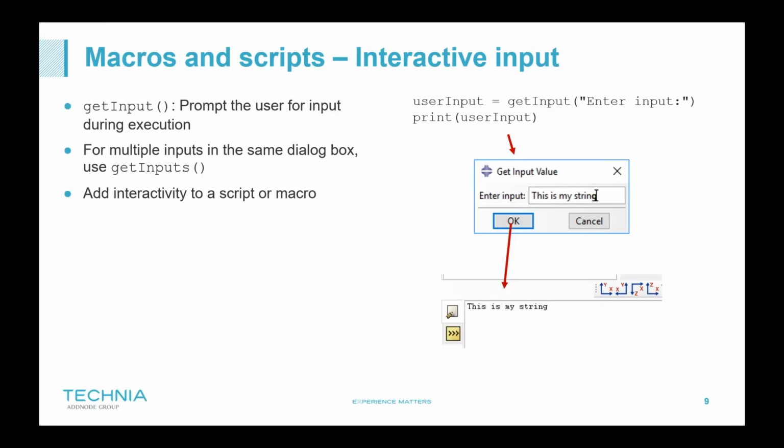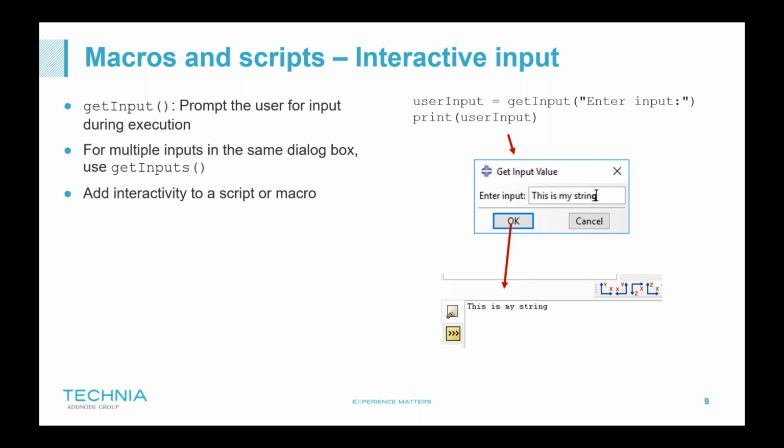And a next step to make the macro more general and useful is that we can add some interactive input to it. This can be done with the Python function getInput. What it does is that it pauses execution of the script and shows a dialog box, and then it will wait for the user to provide an input, after which the script will continue with the input that the user gave.